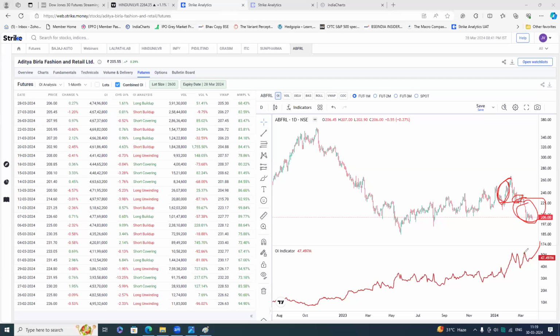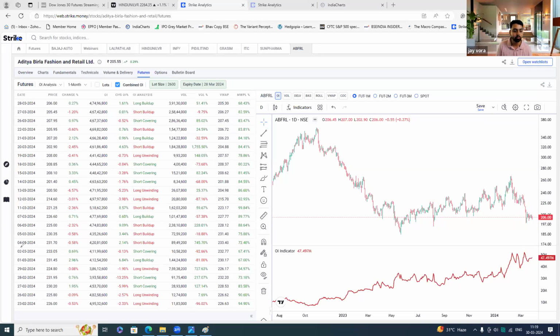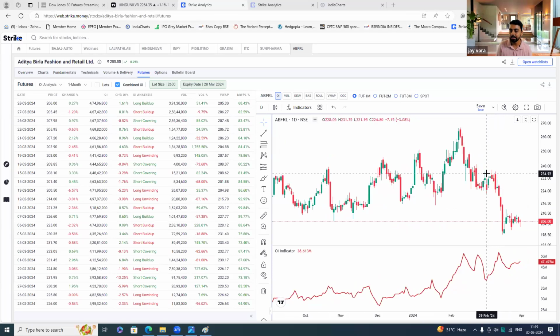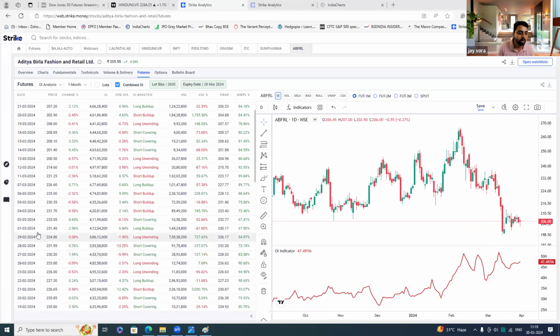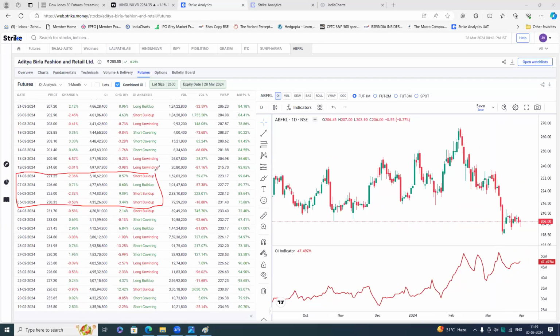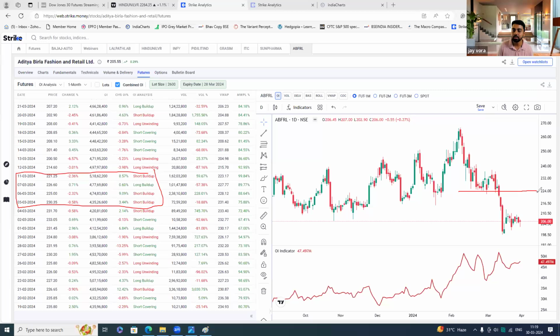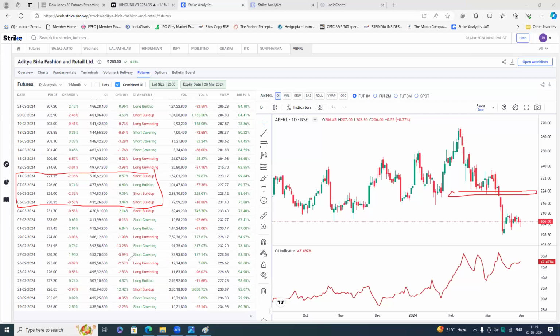If that doesn't happen, then probably the shorts which would have been created will cover. Like I told you, you can look at the data and see where the pain point can be. After the 4th of March, there has been huge short build-up around this point, which is around 225 or so. If this point breaks on the upside, that's where the short sellers will start getting nervous and there could be scope for short covering.